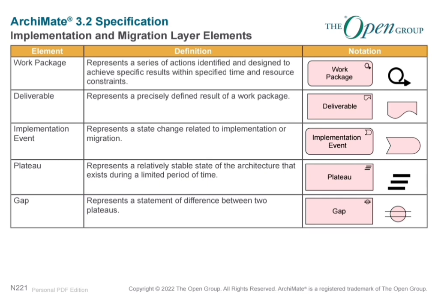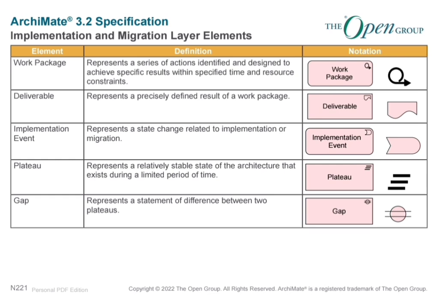And this is where plateau comes in. Yes, plateau. It represents a relatively stable state of the architecture that exists for a limited time during a transition. Think of it like a temporary baseline or an intermediate step. Okay. And gap, which is simply a statement about the difference between two plateaus, what needs to be overcome or built. This layer feels incredibly practical. It maps the journey from, say, the current state architecture to a target state, defines the steps, the work packages, the results, deliverables, and helps understand the starting points, the plateaus, and what needs bridging, the gaps.